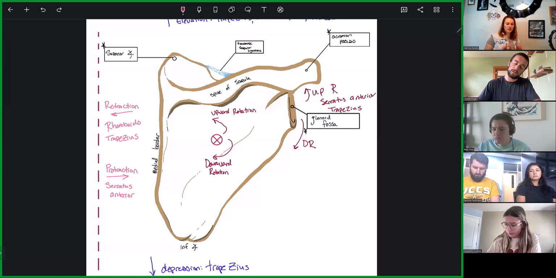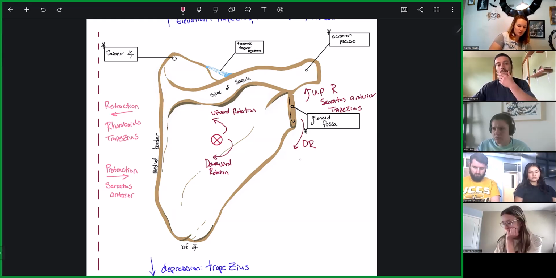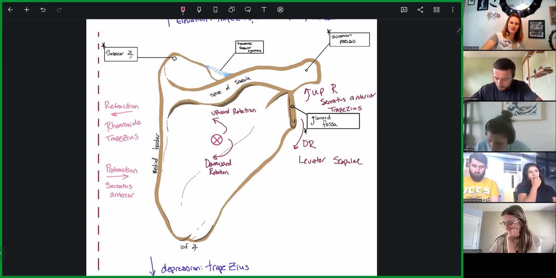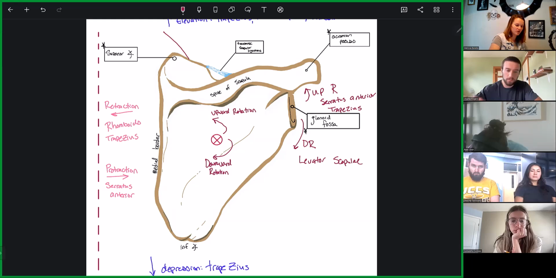Okay, and then we talk about downward rotation. So we have two muscles that are going to do downward rotation for us. This one will be our levator scapulae. And if I would have drawn this one on, I would have been like, whoops, I put that in the wrong orientation. Because if you think about it, it is attached to the superior angle, but it also has part of that medial border on it.